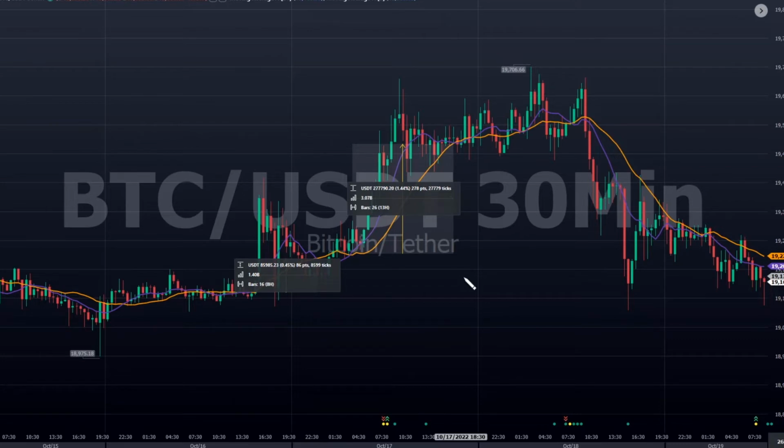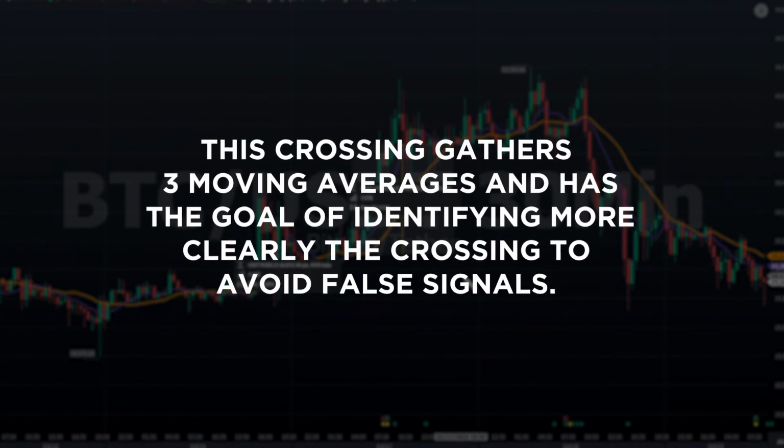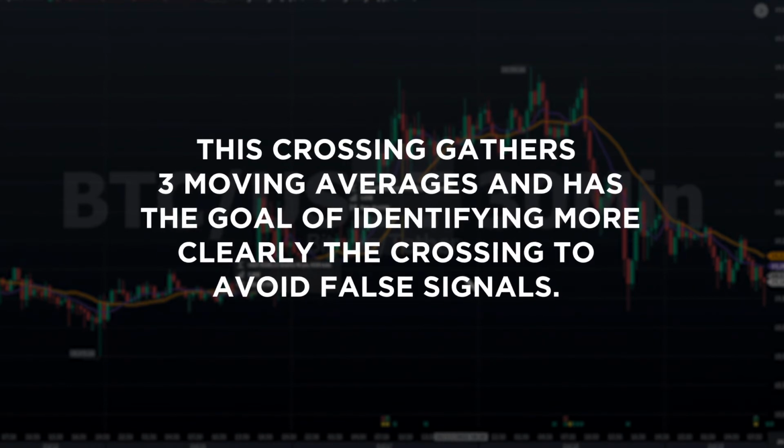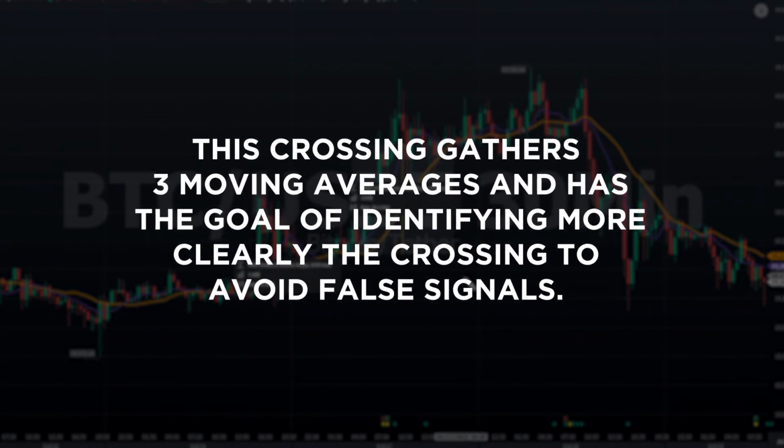Now that you have stayed with us this long, let me give you useful advice only for professional traders. The triple average crossing. This crossing gathers 3 moving averages and has the goal of identifying more clearly the crossing to avoid false signals.